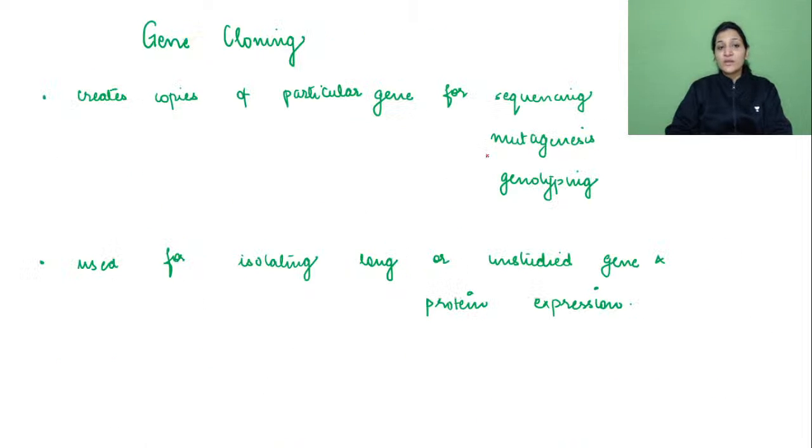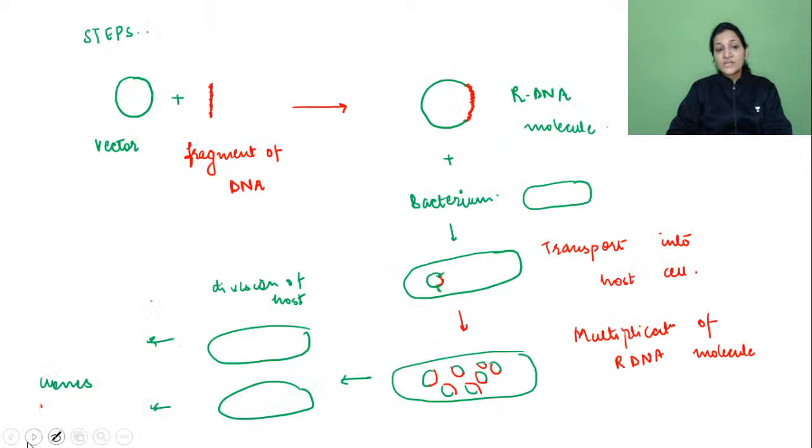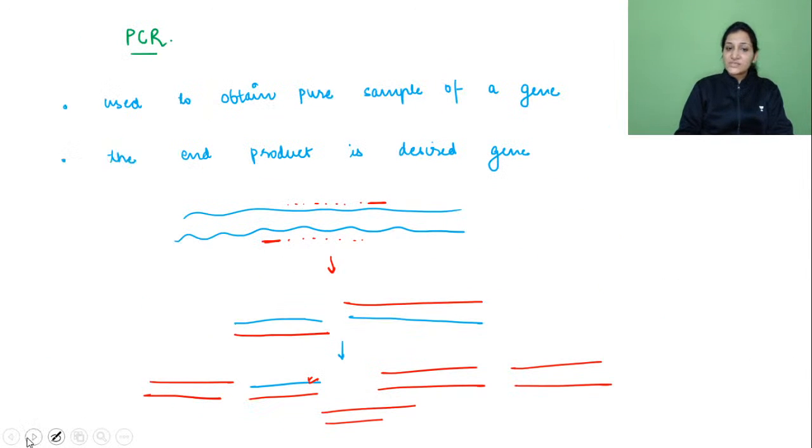Gene cloning is used for producing, sequencing, mutagenesis and genotyping. For gene cloning also, we have seen the steps: the vector is taken, a fragment of DNA is taken, and they both are joined and an rDNA molecule is made, and then it is introduced into a bacterium. It is allowed to multiply, and many copies of the bacterium are made. So n number of copies of the gene are obtained.